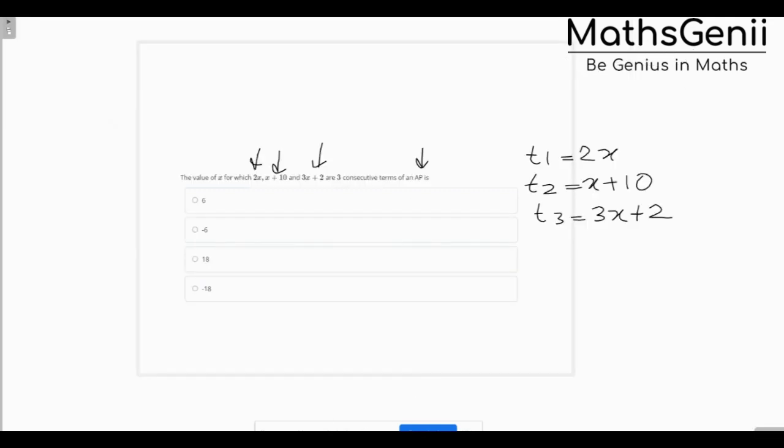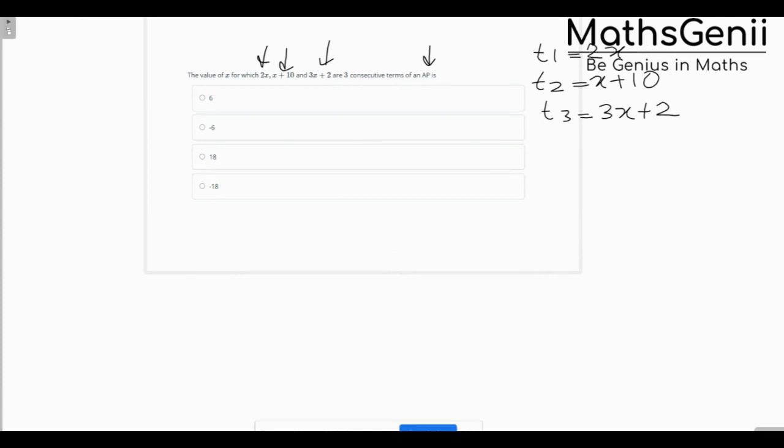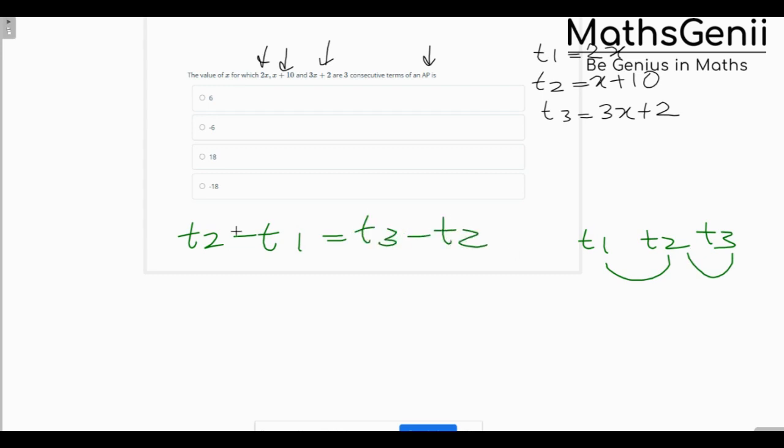So there is a formula. How to remember that formula, I'll tell you that also. You write like this: T1, T2, T3. T2 minus T1 is equal to T3 minus T2. Done. Your formula is done. This is your formula and this is how you remember it.